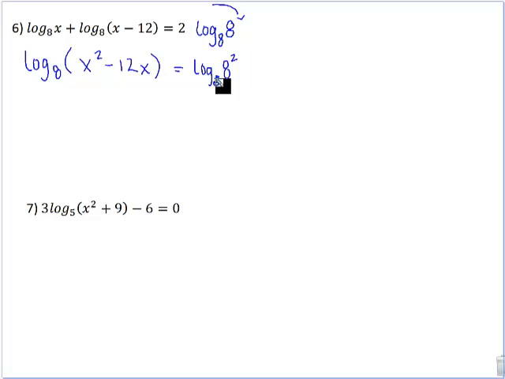Okay, so now do we have the logarithms, one on each side? Okay, so let's make the insides equal. So our equation would just say x squared minus 12x is equal to, well, what's 8 squared? 64. Okay, we have an x squared and we have an x, so how are we going to be able to solve this?